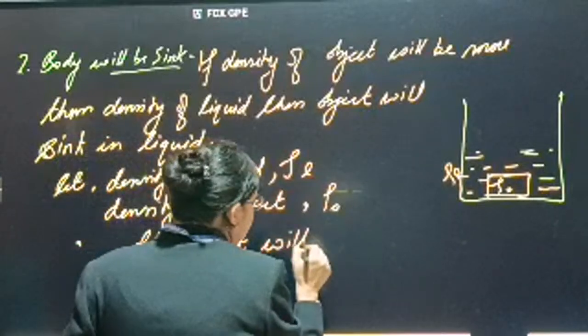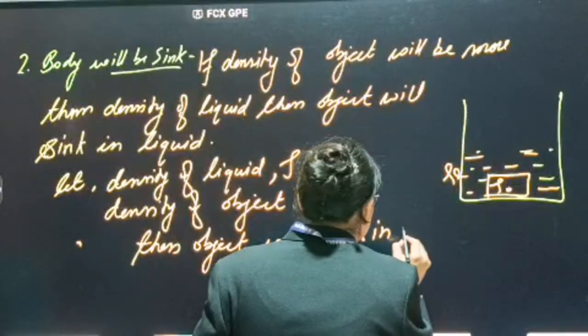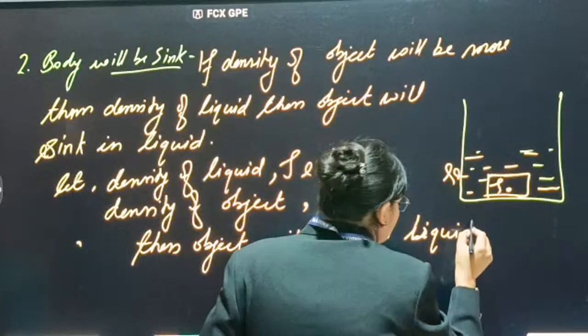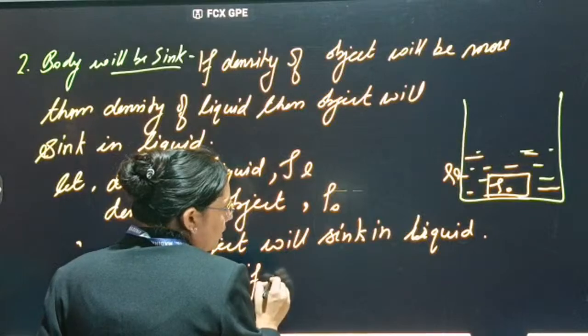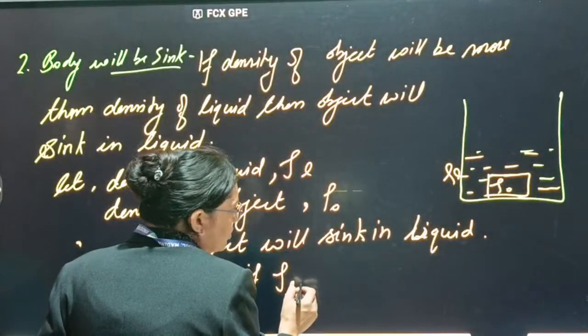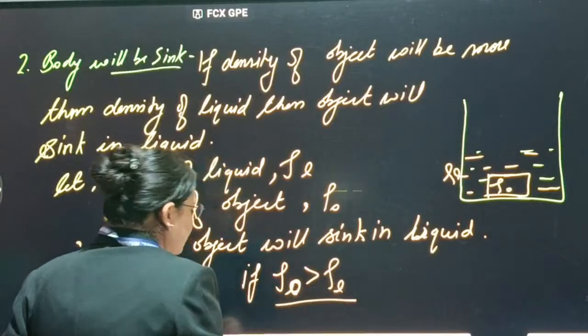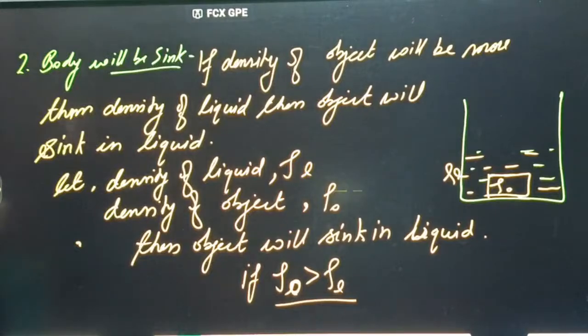the object will sink in the liquid if density rho O will be more than density rho L. So in that case, we can say that the object will sink there. Okay, so this is the law of flotation: the body will float or sink.